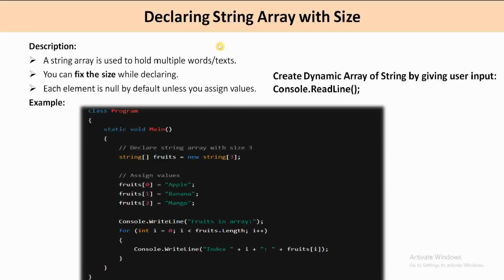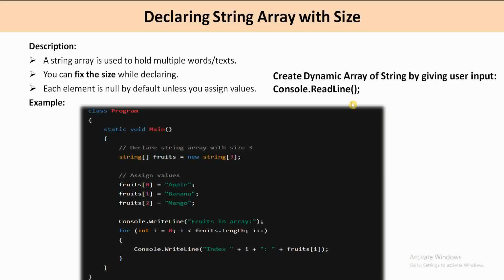Next we have declaring a string array with size. A string array is used to hold multiple words or text. So if we want to use string arrays, then it holds multiple string values in that array. You can fix the size while declaring. This is the same case as with the character array. We can set the size while we are initializing it. Each element is null by default unless you assign values. If we do not assign any value, it will give us null values.